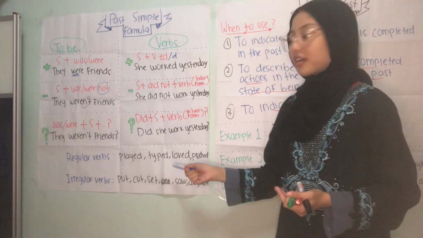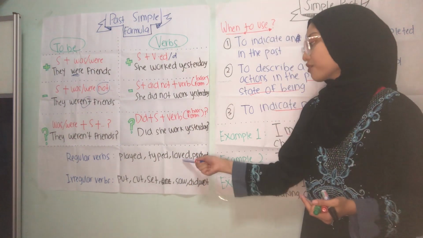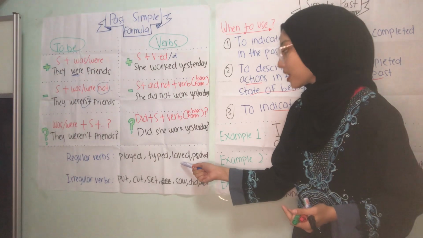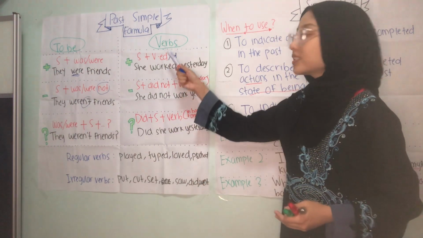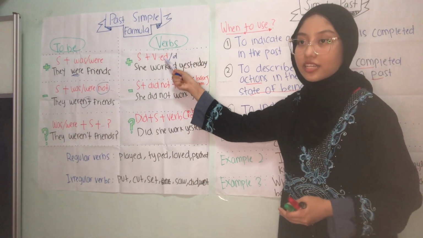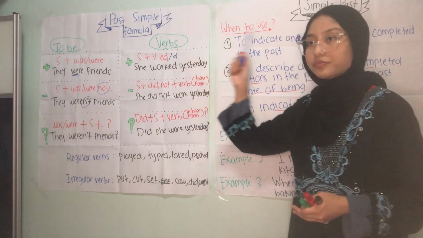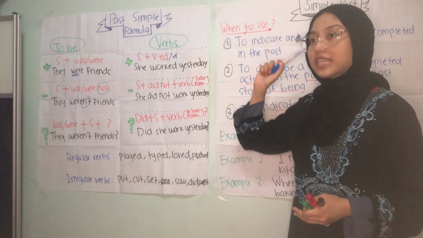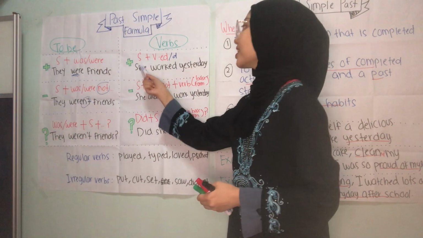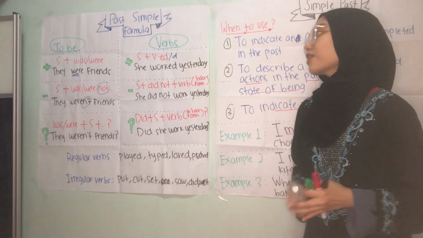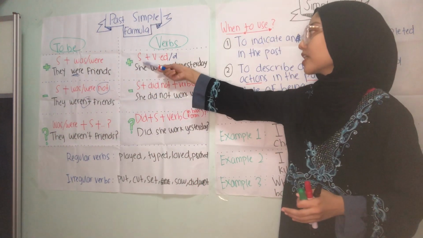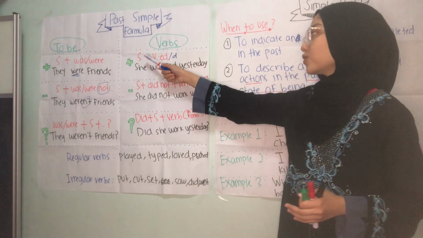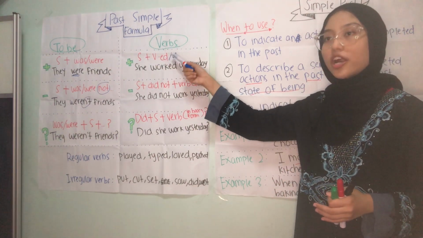love. Love ends with an e, isn't it? So that is why we use d instead of ed. Let's take a look at the first formula. For the positive one, the formula is subject plus verb plus ed or d.